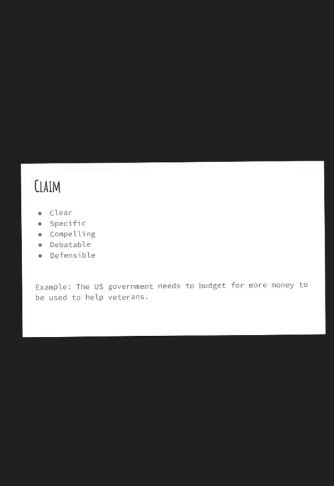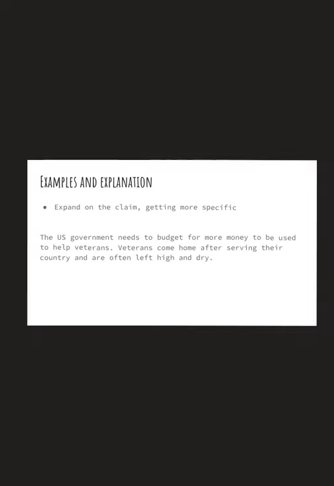Some of you guys struggled with writing a specific claim. So here, the U.S. government needs to budget for more money to be used to help veterans. I got a who, the U.S. government. Oops, sorry, I'm trying to highlight. The U.S. government needs to, what do they need to do? Budget more money, and why? To help veterans. Okay, so that's the specific part of the claim.